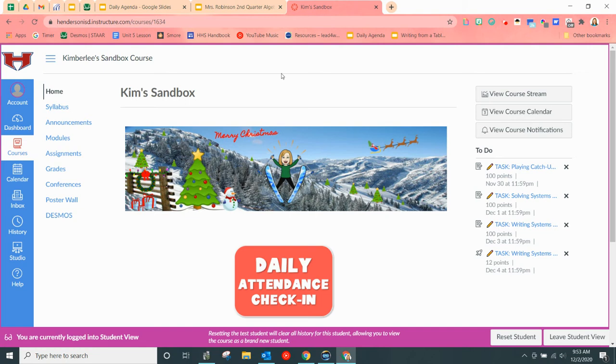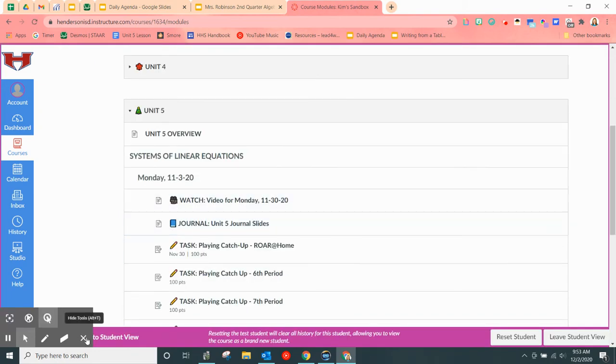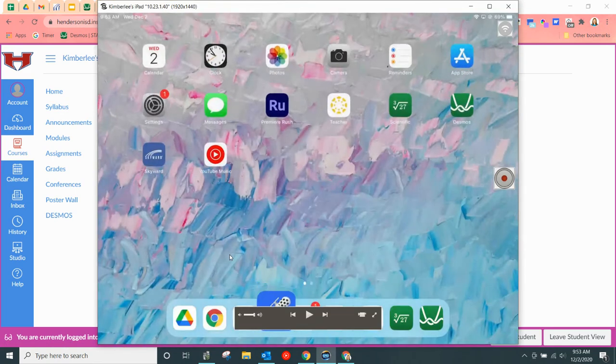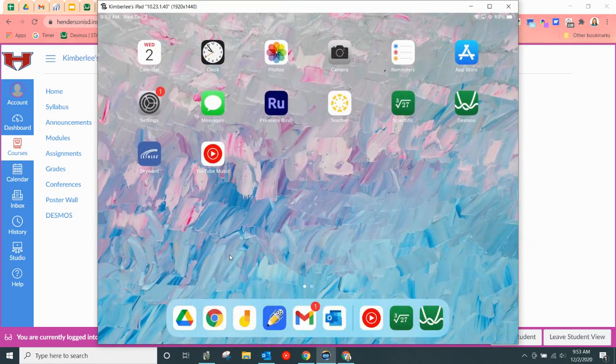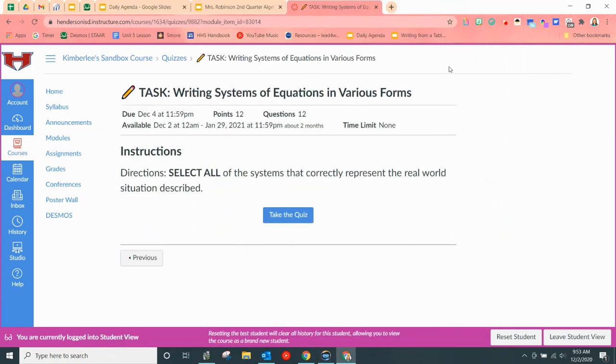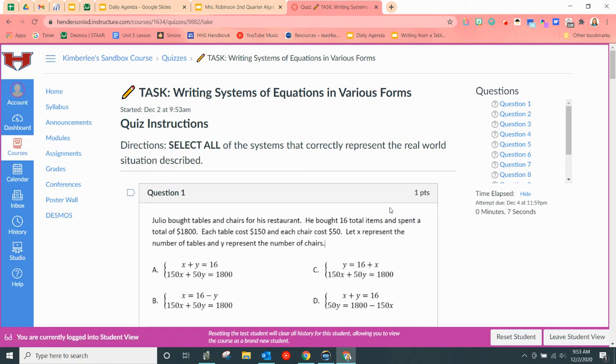by going over to Canvas on the modules page today. At the very bottom of the page, let's see if this will load. We're going to do this task right here, writing systems of equations in various forms. This is really similar to what we were just looking at together. Let me open up a new thing here because I think I need a blank. There we go. It's not a quiz, it's just an assignment. Canvas calls everything a quiz pretty much, but that doesn't mean it's a quiz grade or a test grade.